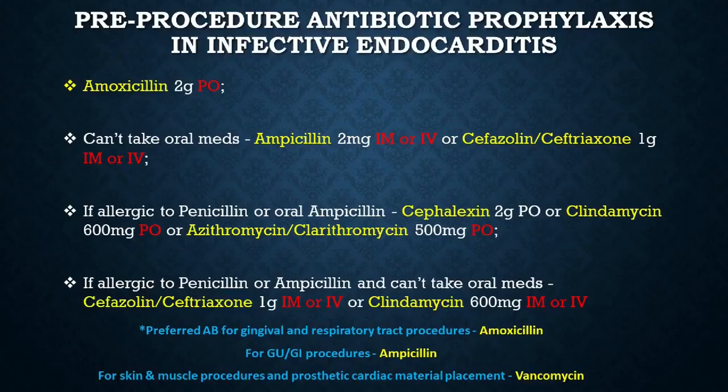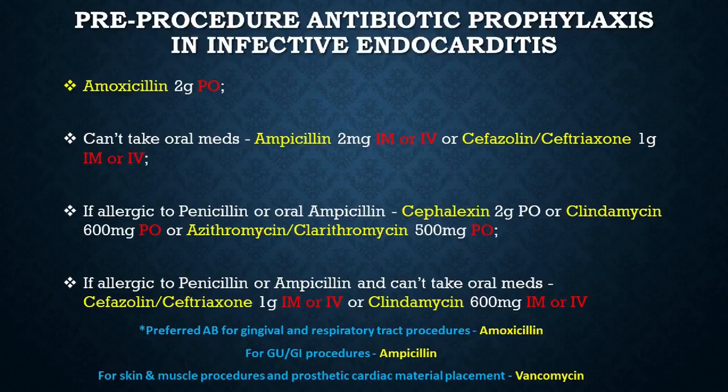The preferred antibiotic prophylaxis is amoxicillin 2 grams per os. But if the patient cannot take oral medications, you can give them ampicillin 2 grams IM or IV, or cefazolin or ceftriaxone 1 gram, again IM or IV. If the patient is allergic to penicillin or ampicillin, you can start them on cephalexin 2 grams per os, or clindamycin 600 mg per os, or azithromycin or clarithromycin 500 mg per os. And if the patient is allergic to penicillin or ampicillin and cannot take oral medications, then you can start them on cefazolin or ceftriaxone 1 gram IM or IV, or clindamycin 600 mg IM or IV.